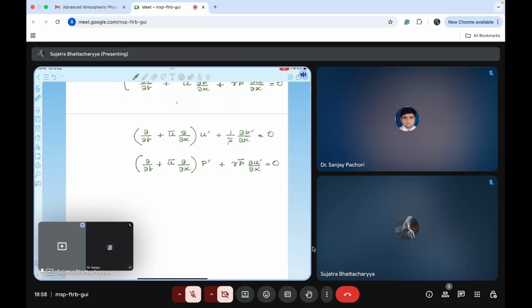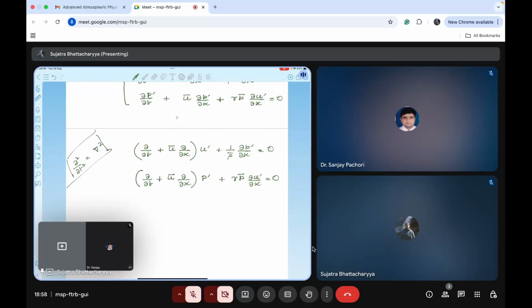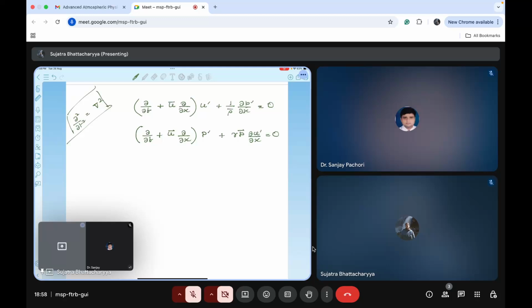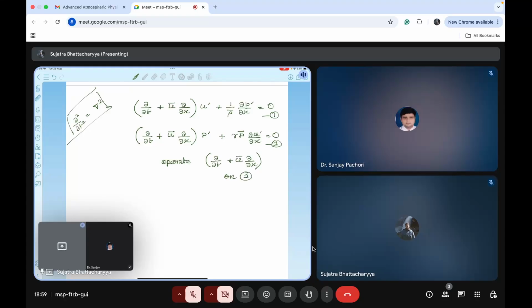What I will do next is that we have to create a wave equation. Wave equation means one time part will be there and one space part will be there, like this. Okay, the general wave equation which we use in physics. So in order to do that, let us operate del T plus U bar del X, this, on equation 2. So this is 1, suppose this is 2. So on 2, let us apply this.